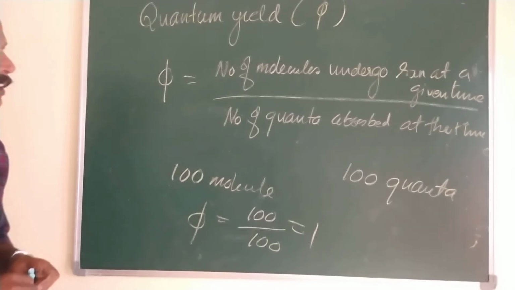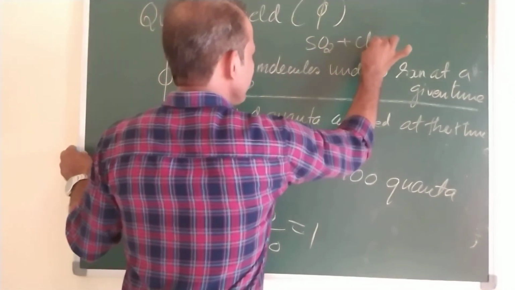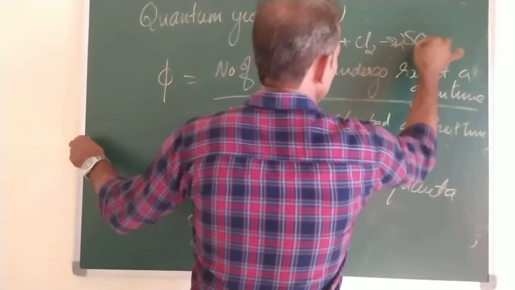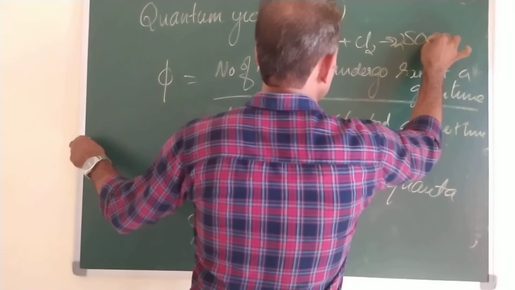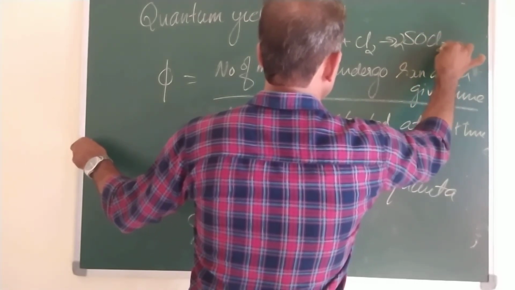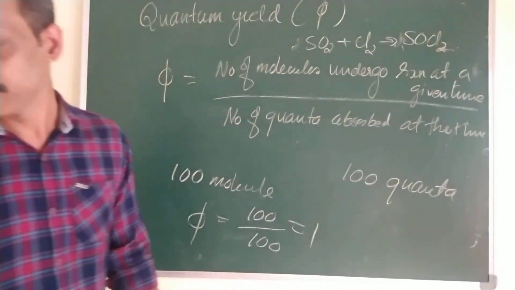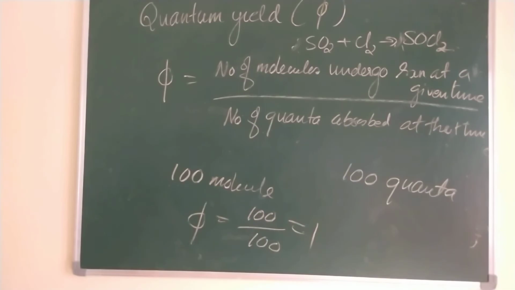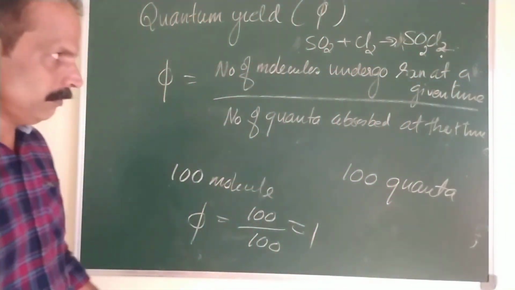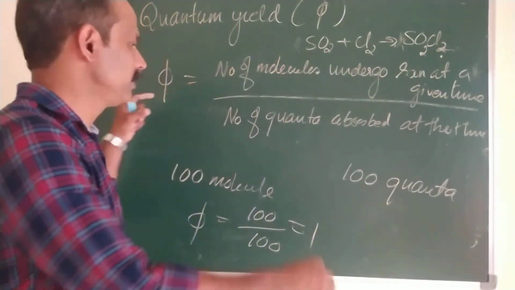Only one case, that is SO2 plus Cl2 gives SO2Cl2, is the only reaction which gives a quantum yield of 1.